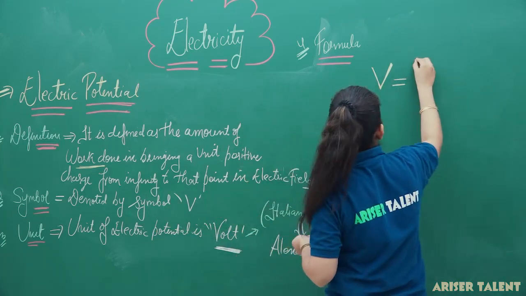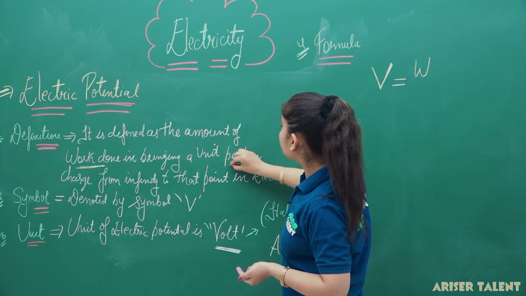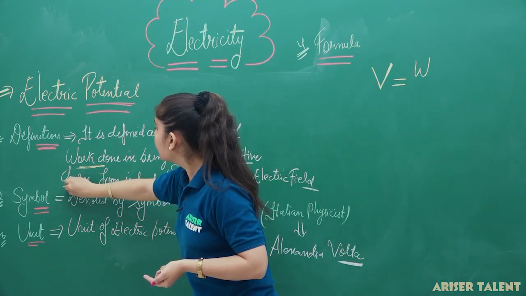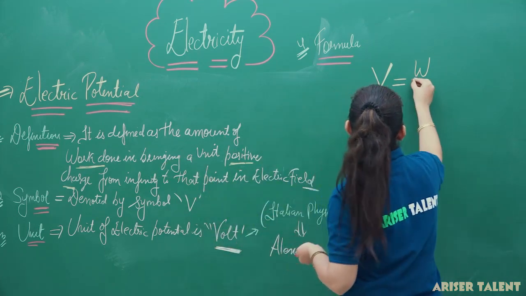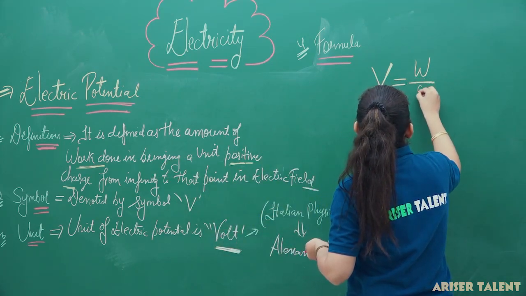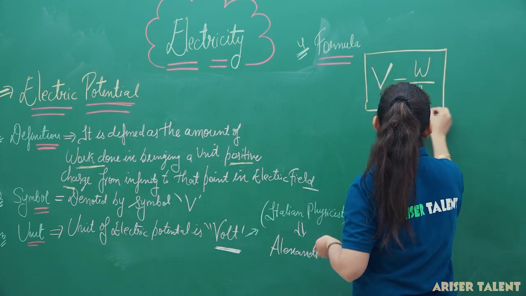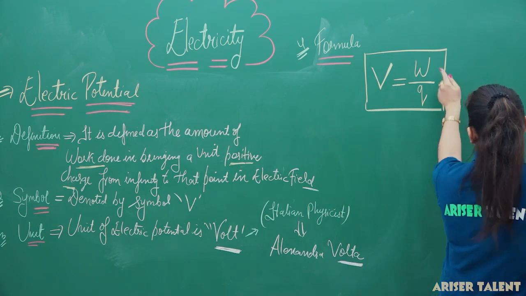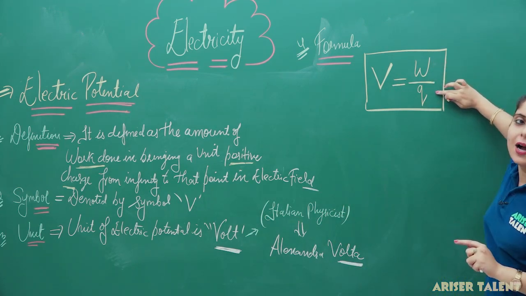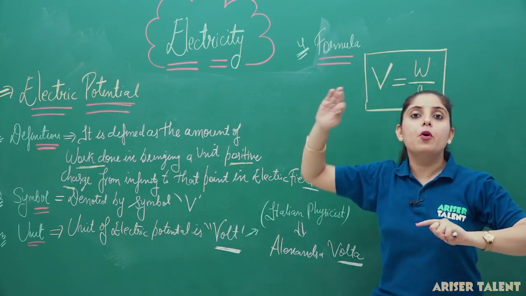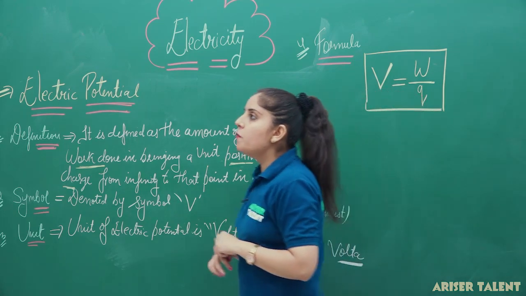It is actually the amount of work done in bringing a unit positive charge. So, it came out to be V equal to W by Q. This is the formula for electric potential. It means the amount of work done in bringing a unit positive charge from infinity to that point in the electric field. Now, can you tell me what is the unit of work?